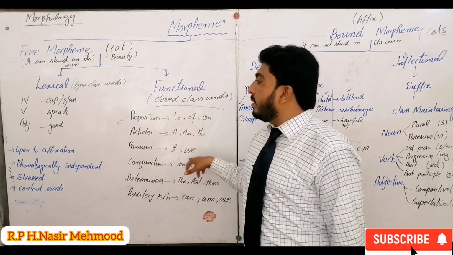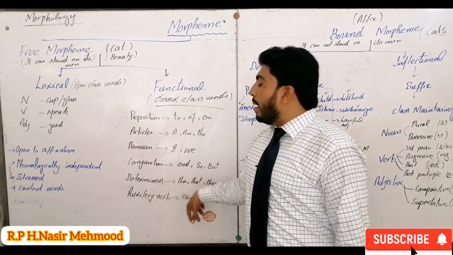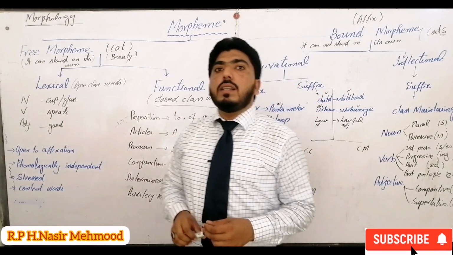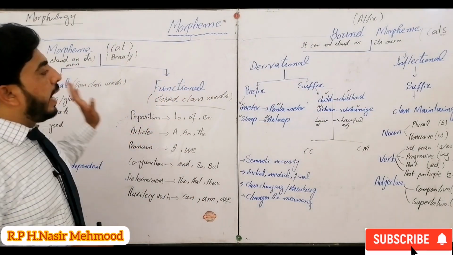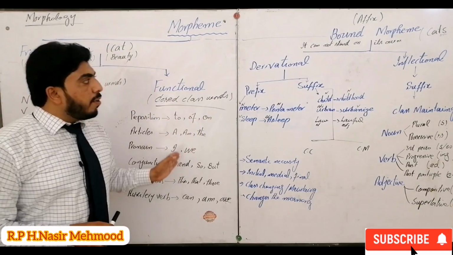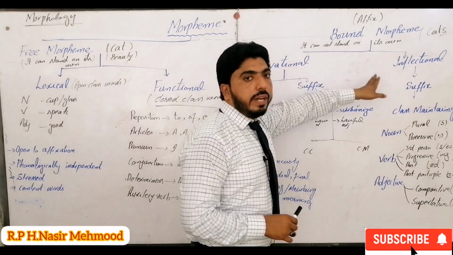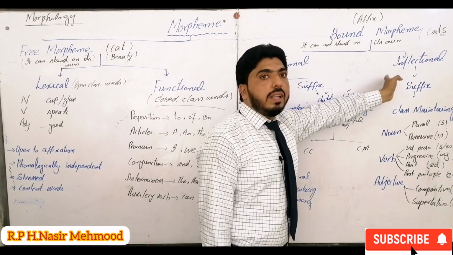Phonologically dependent, these are mostly unstressed, and these are grammatical words, and these words fulfill the grammatical need of the sentence. This is all about lexical and functional morpheme. Next we move towards the bound morphemes. These are also divided into two types, derivational and inflectional morpheme.